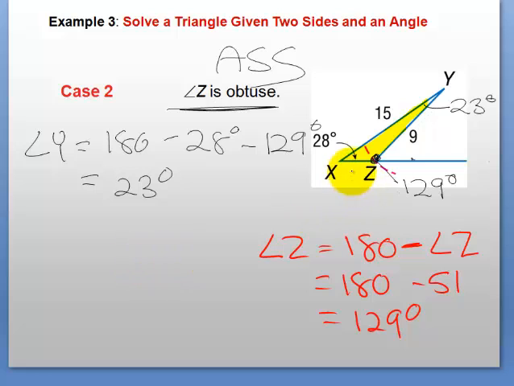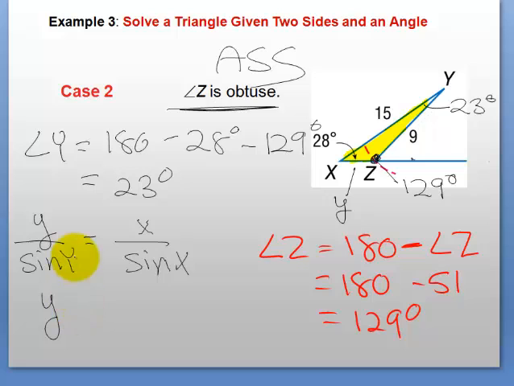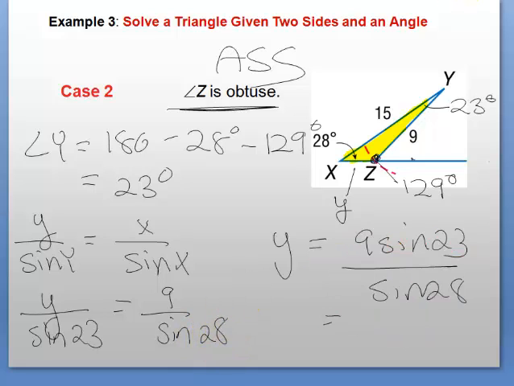Now that we have that, we can find our length of Y. Y over sine Y, and this is all for the second case, for when Z is obtuse. And X over sine X. We sub in what we know. Cross multiply, and we end up getting Y to be a length of 7.5 approximately.